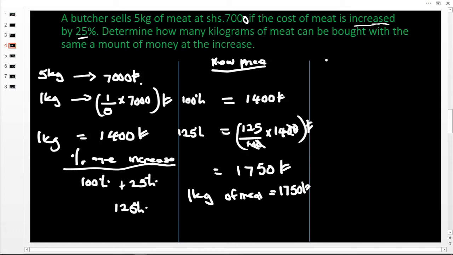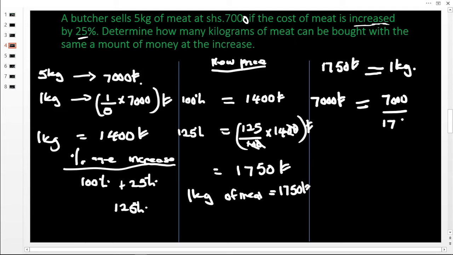Then we are now going to write and say, so we need to know how many kilograms can we get from 7,000 if 1 kilogram costs this. So we are going to write and say 1,750 shillings give us 1 kilogram. Then if we have 7,000 shillings, how many kilograms are we going to get? So it will be 7,000 over 1,750 times 1 kg. So what are we going to get? 0 with the 0. So 700 divided by 175, we come up with 4. So from 7,000, when 1 kilogram is sold at 1,750, we can get 4 kilograms of meat.